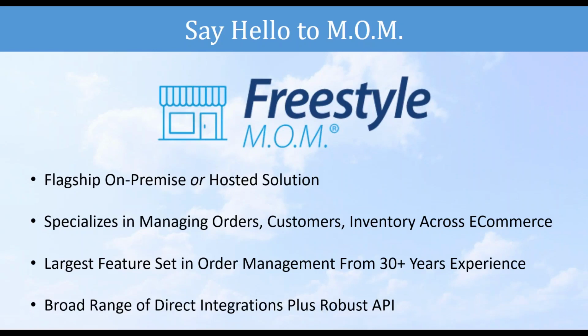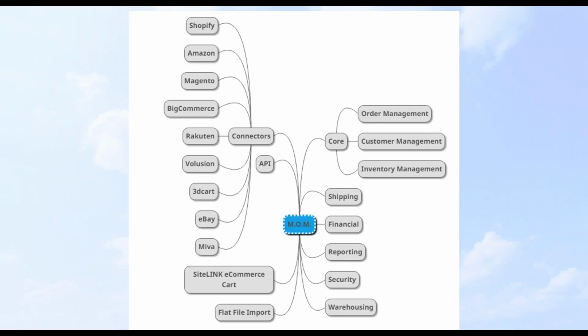So here is a little diagram that shows you pretty much all the different things that M.O.M can connect to. Today we're really going to be focusing on some of the core stuff within order and customer management. But as you can see here, there's a lot that M.O.M can do in terms of your shipping, financial, and reporting, all the way to connecting various shopping carts and e-commerce platforms via the different connectors or your API connection. We do also have our Site Link e-commerce cart, which is our own commerce cart, and then a flat file import.